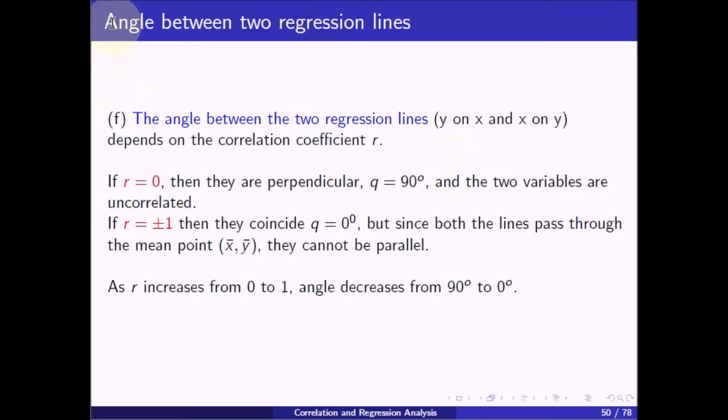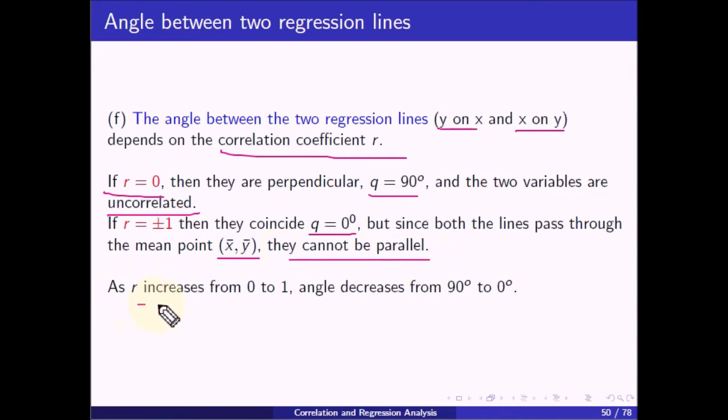In this video, we'll talk about the angle between two regression lines. The angle between two regression lines, y on x and x on y, depends on the correlation coefficient r. If r is equal to 0, then they are perpendicular, that is θ is equal to 90 degrees, and the two variables are uncorrelated. If r is equal to plus or minus 1, then they coincide, and θ is equal to 0 degrees. But since both lines pass through the mean point (x̄, ȳ), they cannot be parallel.